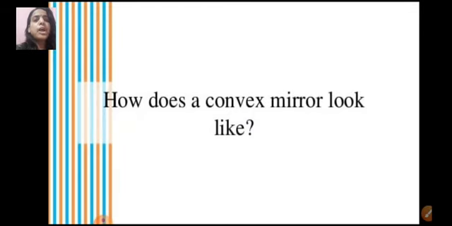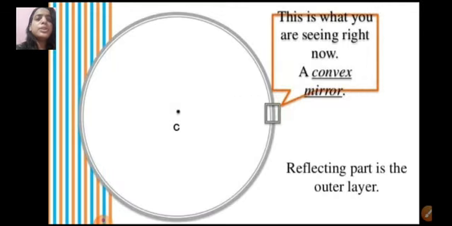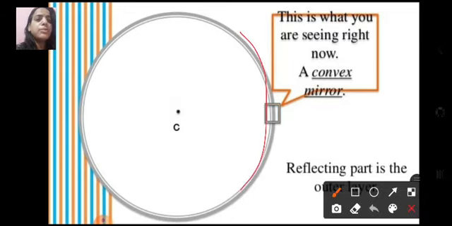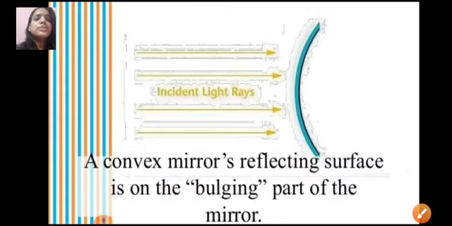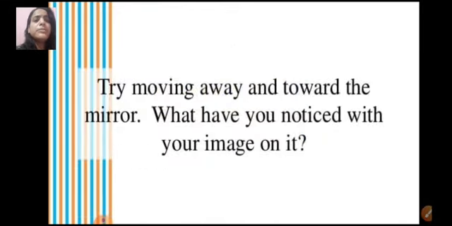First of all, how does a convex mirror look? Here you can see this is a convex mirror. The surface bulging outwards is the reflecting part of the mirror. So in a convex mirror, the reflecting surface is on the bulging part of the mirror.